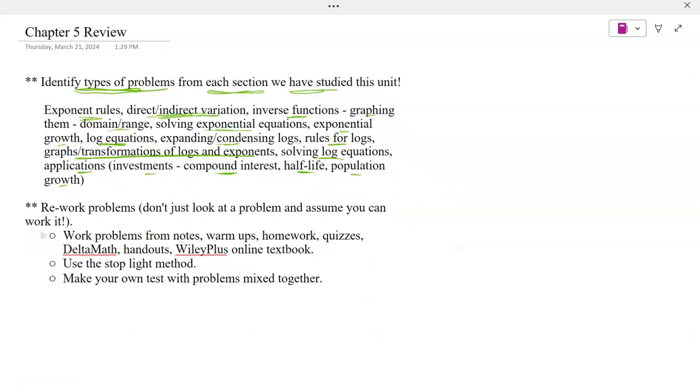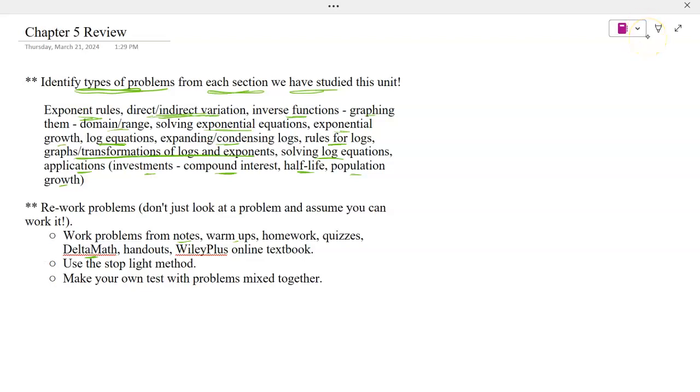You've got your notes, you've got warm-ups we've done in class, obviously homeworks, quizzes. There are some Delta Maths out there for extra practice, and I've given you all some extra handouts as well. And obviously you can always use the Wiley Plus online textbook. The big thing is that you work problems to make sure you're understanding the material and that you can do it when you're faced with this amount of information.